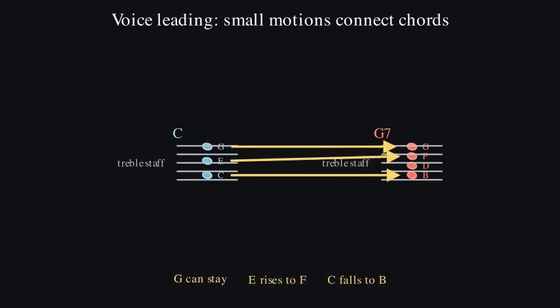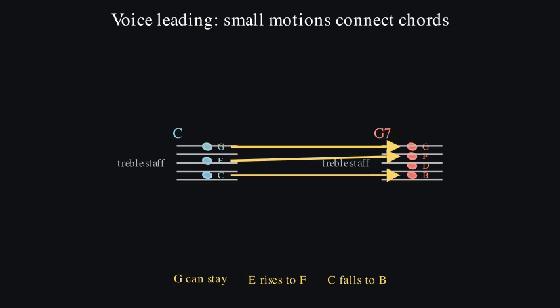Voice leading asks a different question. How far does each note move from one chord to the next? Smooth progressions often keep common tones and move other voices by small steps. A C chord has C, E, and G. A G7 chord has G, B, D, and F. The G can stay. The E can move to F. The C can move to B. Those tiny movements make the change sound connected.